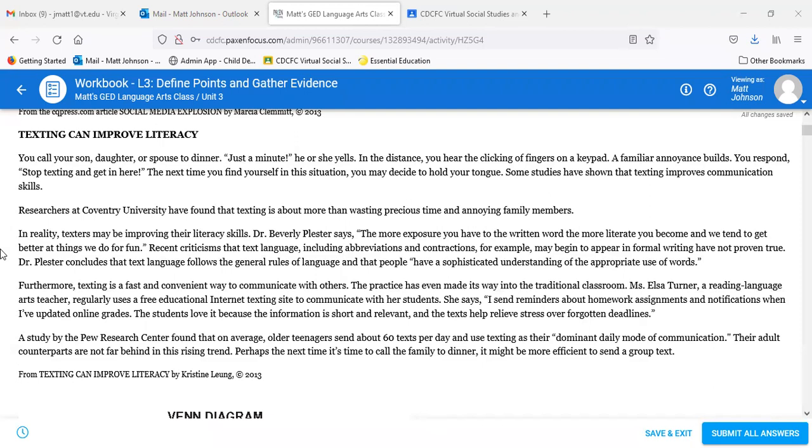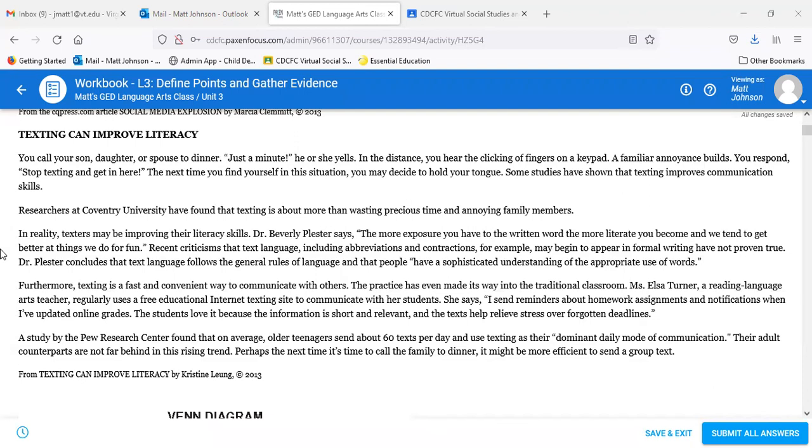So you call your son, daughter, or spouse to dinner. "Just a minute," he or she yells. In the distance, you hear the clicking of fingers on a keypad. A familiar annoyance builds. You respond, "Stop texting and get in here." The next time you find yourself in this situation, you may decide to hold your tongue.